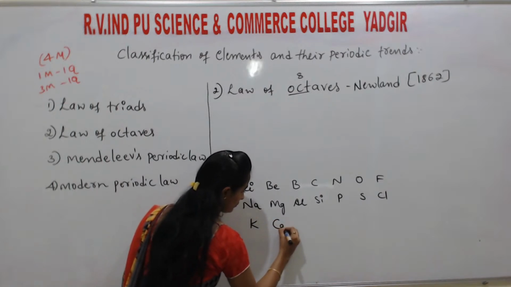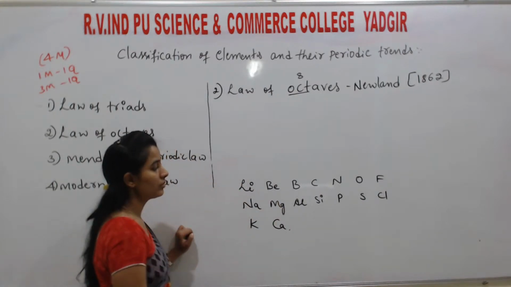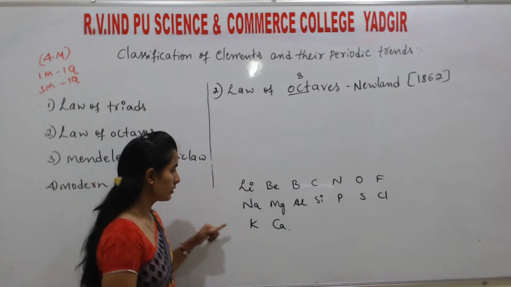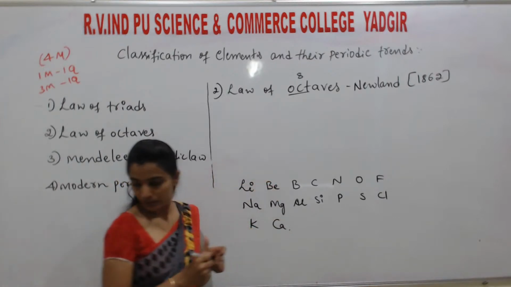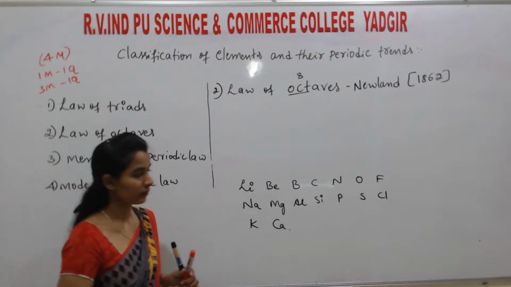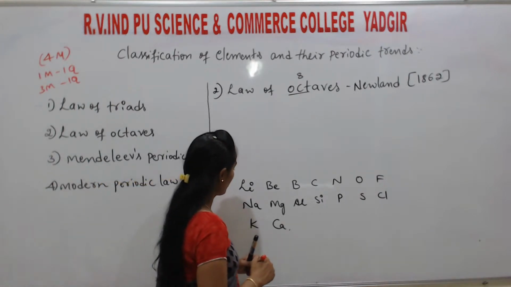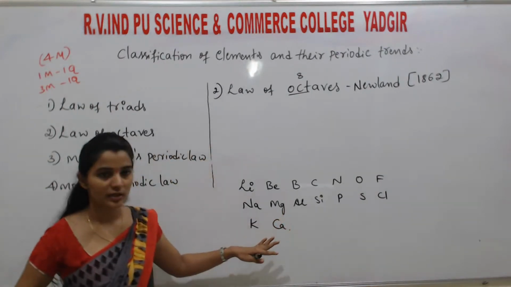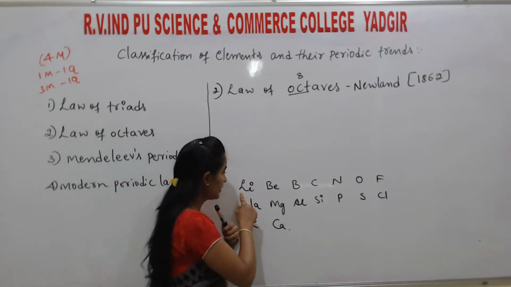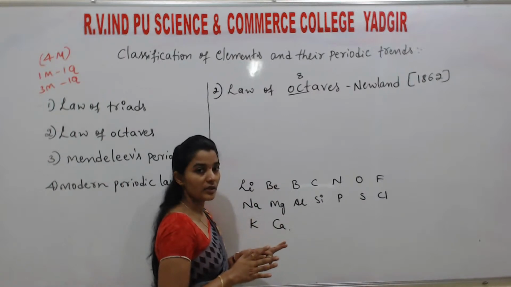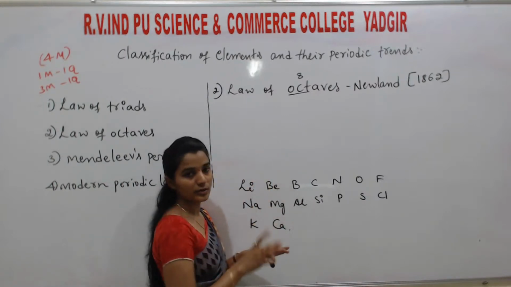So this starts from atomic number. Atomic number, atomic mass, I say. Okay, this much is enough, I said later. So students, here, this is the set of elements, or the example for the octaves.